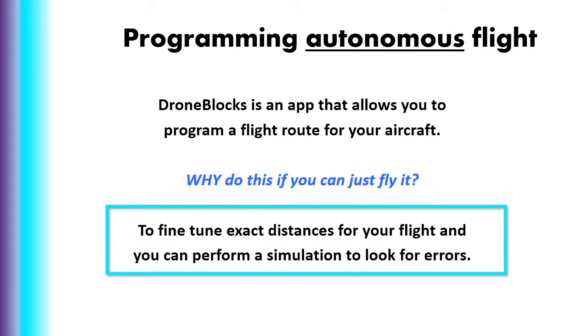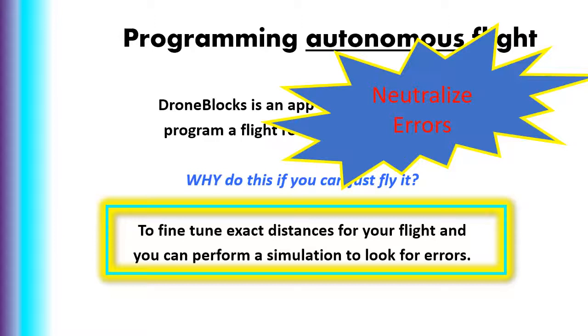For two reasons. We want to fine-tune the exact distances that we have to fly. How high do we have to fly? How far do we have to fly? And we're going to program that into our autonomous flight plan and run the simulator and see how it does. This is a terrific way to neutralize any mistakes. We can perform a simulation and we will watch a simulation of the drone flying the path that we want it to fly. That way we know, is it going to clear the mountaintops? Pretty important.